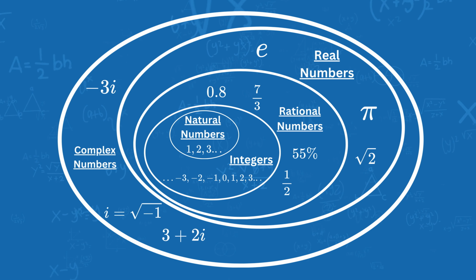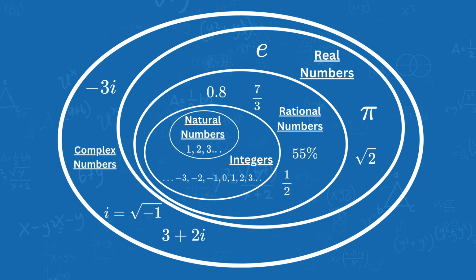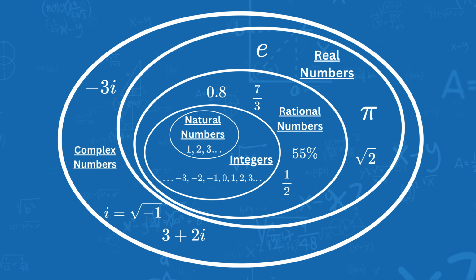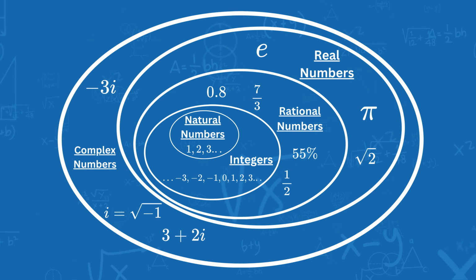Here's where things get a little bit more interesting. Imaginary numbers and complex numbers. Imaginary numbers arise when we take the square root of a negative number, which isn't possible in the set of real numbers. The basic imaginary unit is denoted as i, where i squared equals -1.